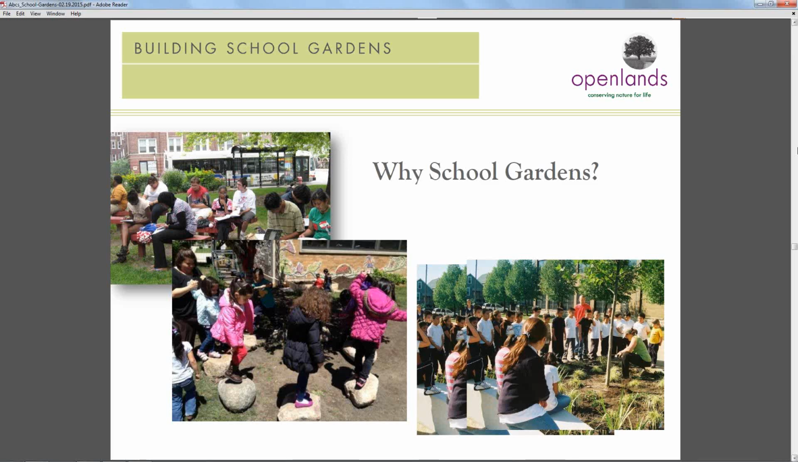As Mike had mentioned as well, these spaces can be used throughout all of the disciplines. So science, math, writing, art, and just even a space for children to go out and just sit and relax. A lot of the garden spaces are designed to be close to the playground area as well, so that if students during recess just want a place to sit and relax, that's a place that they can do that as well.